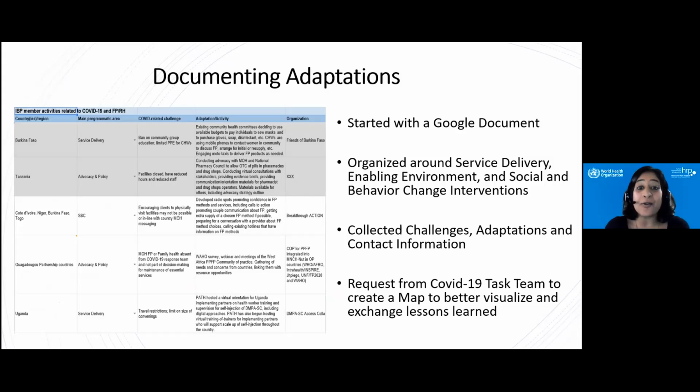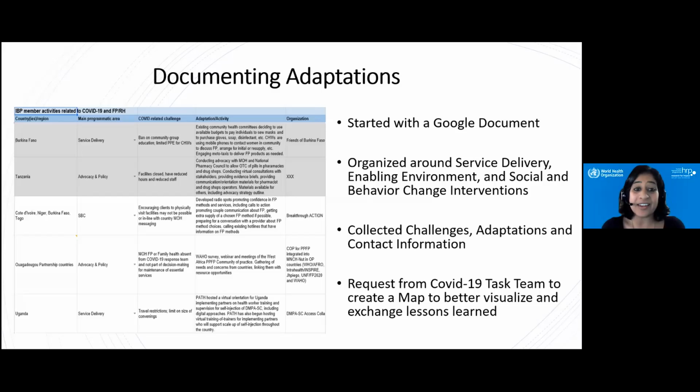Just a quick note on how this process started. It really started with a spreadsheet, a Google document. Partners were asking each other questions. Well, what have you been doing to modify your FP programming? How are we making sure women and girls and families are getting the services they need during the pandemic? So we asked partners to start entering information into this spreadsheet. We asked for challenges, adaptations they made, contact information, and we started organizing it around service delivery, enabling environment, and social behavior change interventions. Once we had a good amount of information in there, there was a request from many of our partners on how we can better visualize this information. Could we put it in some sort of map? And that's what we'll be talking about today: how do we take all this information and package it in a way that's easy to use and share with others.